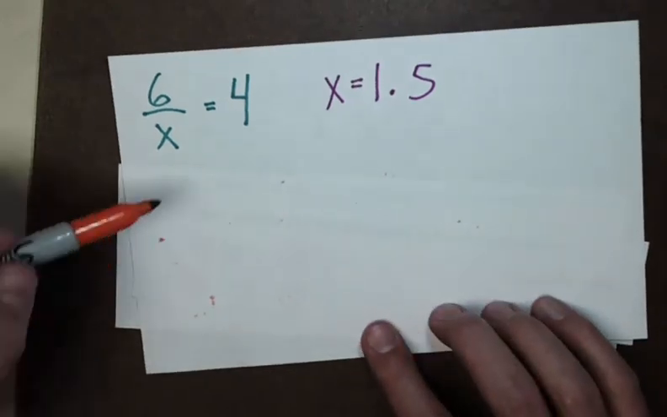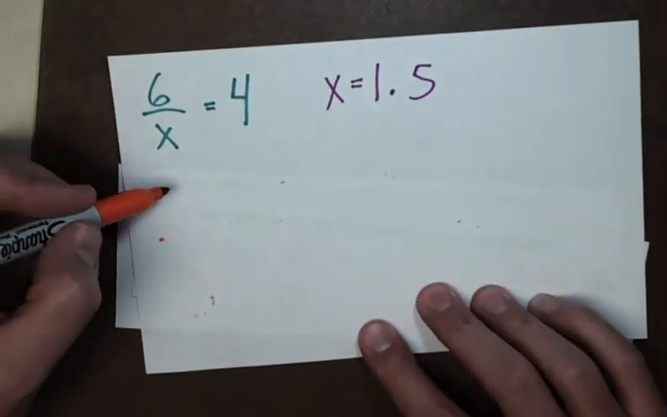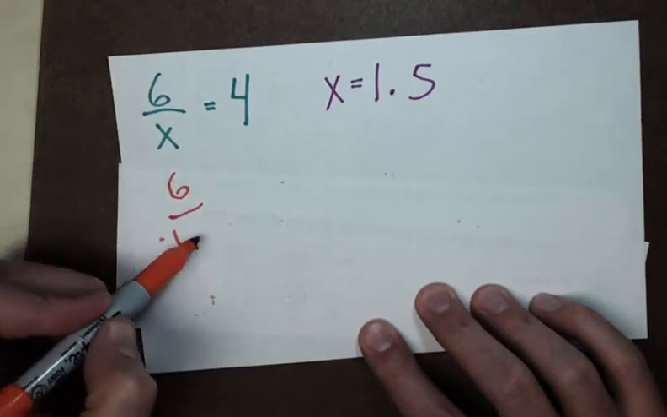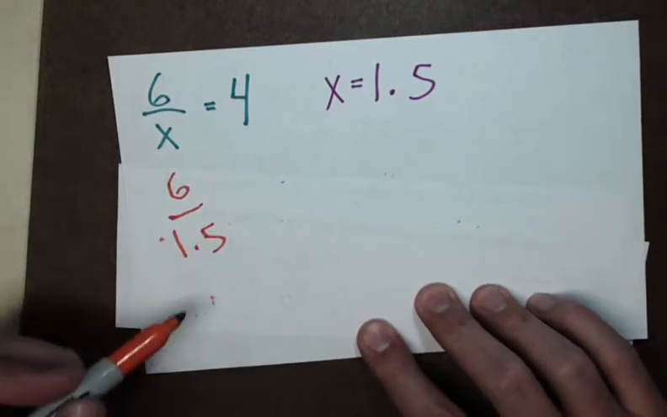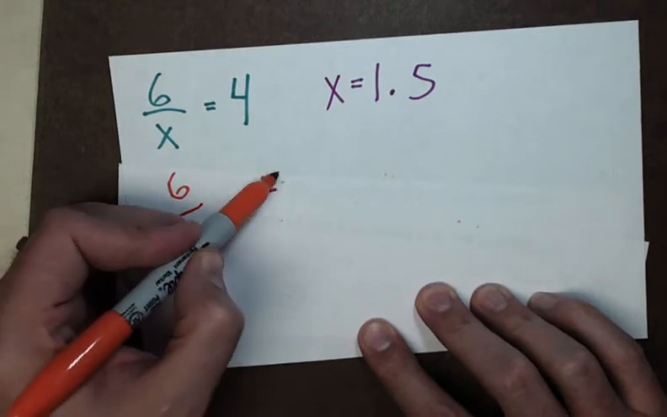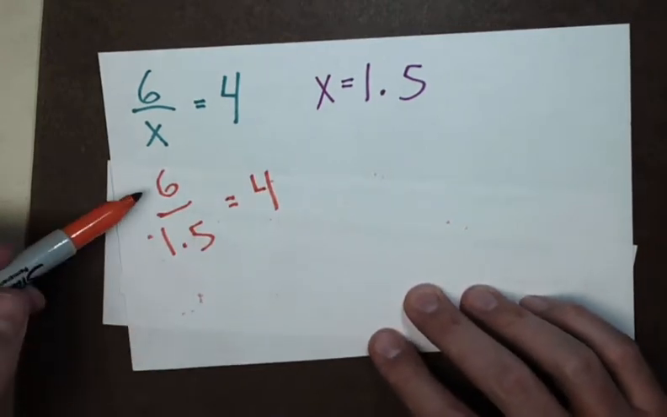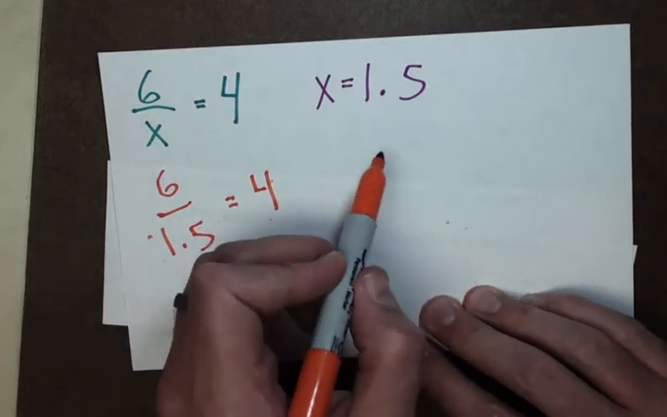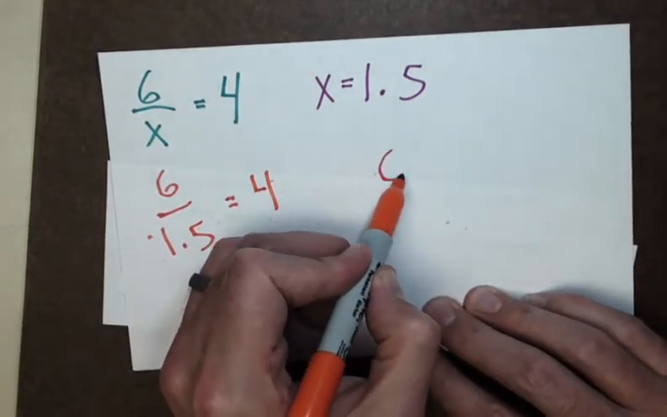Alright. Let's see if x equals 1.5 is the solution here. 6 divided by 1.5 equals 4. Now this one's 6 divided by 1.5. I am going to have to put this in the house and solve it. So I'm going to come over here. 6 in the house.